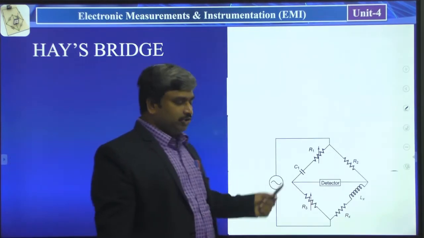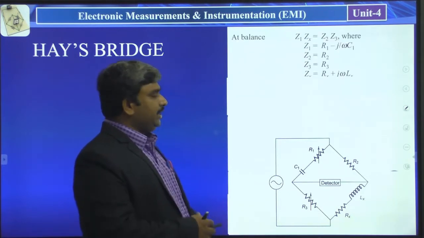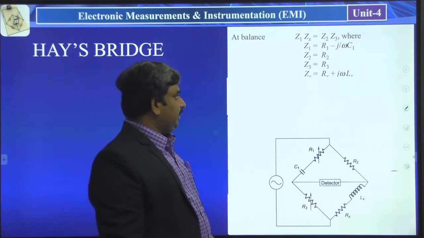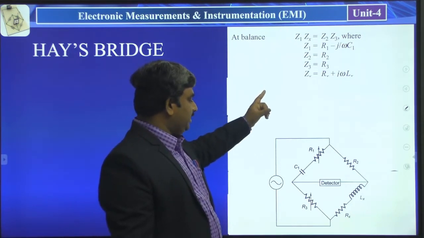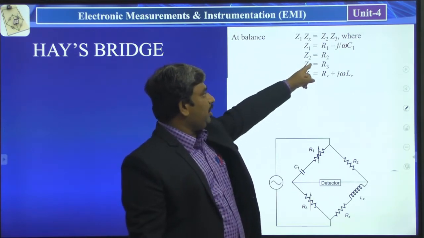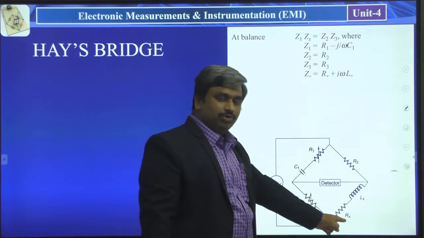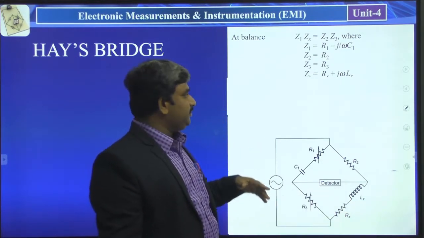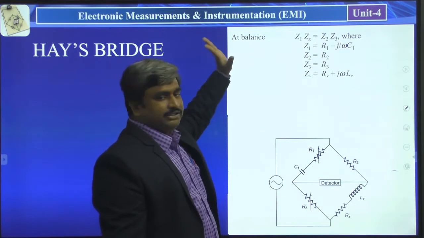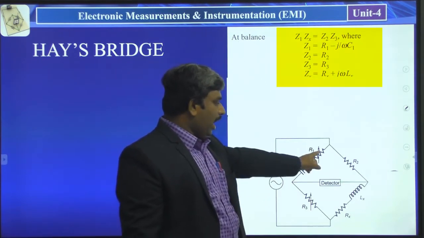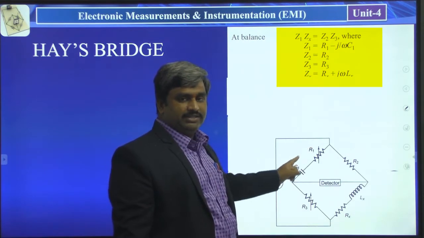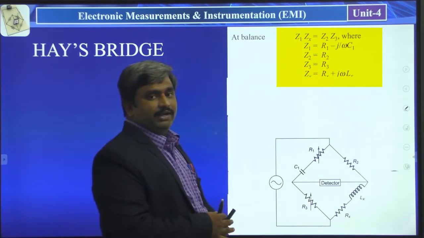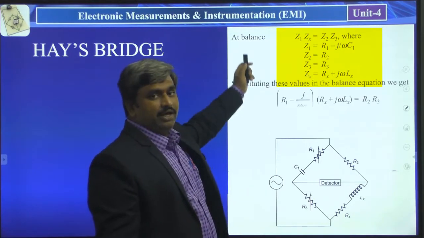Now, this is the structure of Hayes bridge that we know. The bridge balancing condition is Z1 Zx equals Z2 Z3, where Z2 and Z3 are R2 and R3, and Zx is equal to Rx plus j omega Lx. That is the same as in the previous Maxwell's bridge. The only difference is Z1, where R1 and C1 are in series. So Z1 is R1 minus j by omega C1. These are the four arms.